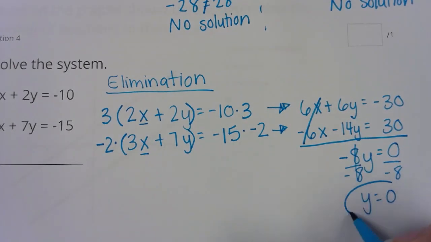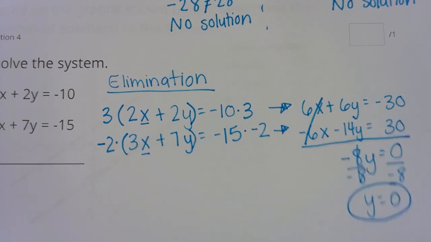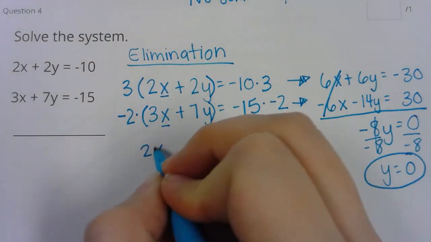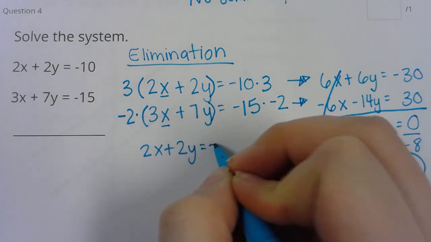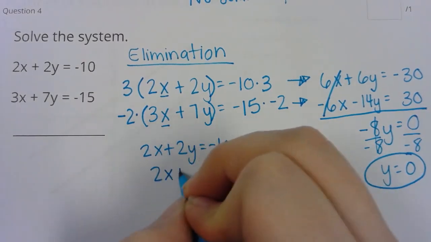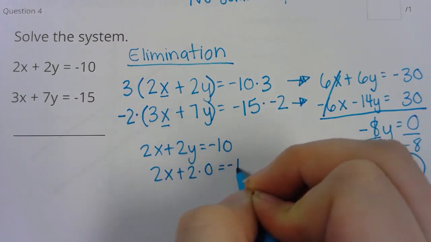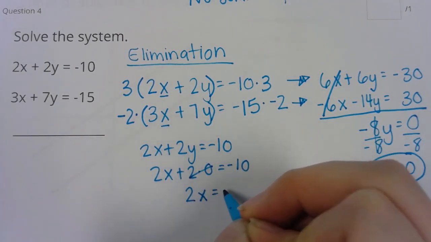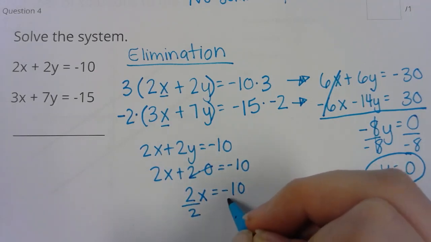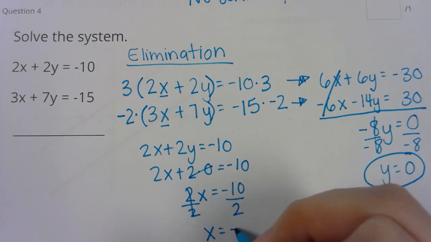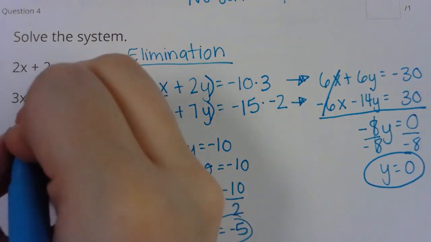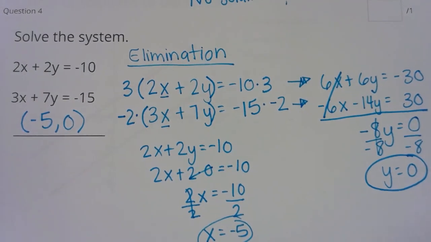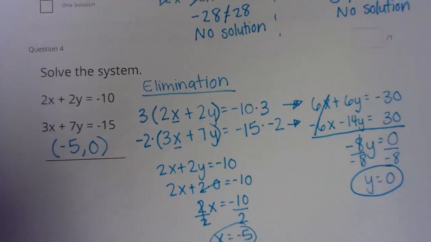So that's my first coordinate, but I have to take that 0 and put it back into one of my equations to get my x. So if I put it back in my first equation, 2x plus 2y equals negative 10, 2x plus 2 times 0 equals negative 10. 2 times 0 is 0, so 2x equals negative 10. Divide both sides by 2. So x equals negative 5. So my solution is then negative 5, 0. Now that's by elimination. You also could have solved this one using substitution.